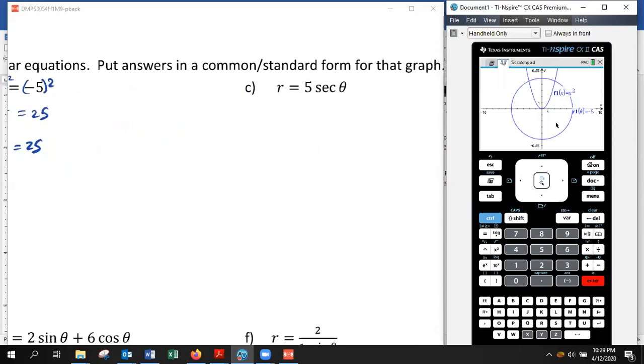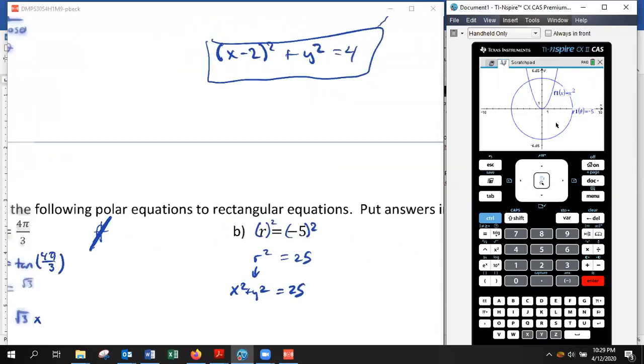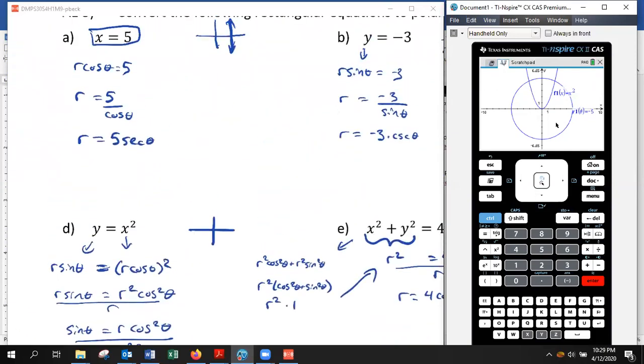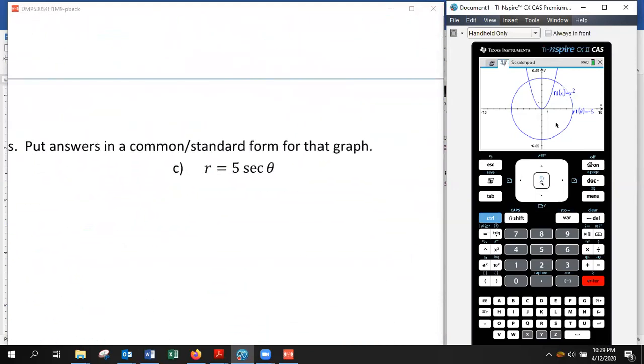R equals 5 secant theta. Well, what happens if I divide both sides by secant? By the way, we should have seen something like this before. R equals 5. Hey, this is the exact same equation. Go figure. So if we divide both sides by secant of theta, we have r over secant theta is 5.